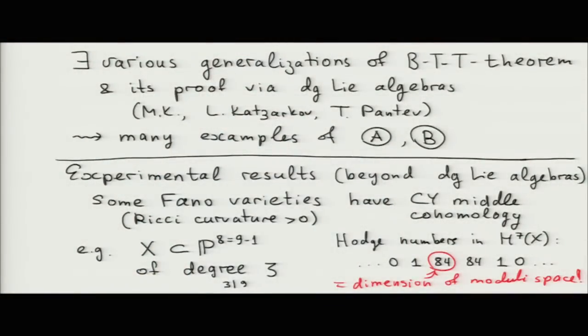In the middle, you get numbers, a lot of zeros, but then you get 1, 84, 84, 1, 0. So it looks like the third cohomology of a 3-dimensional variety. There's no such 3-dimensional variety. But then you count how many coefficients you have for the cubic equation, subtract the dimension of the group GL9, and you get exactly 84.